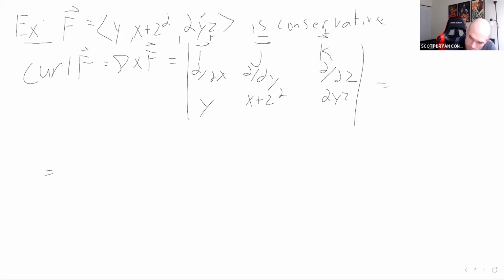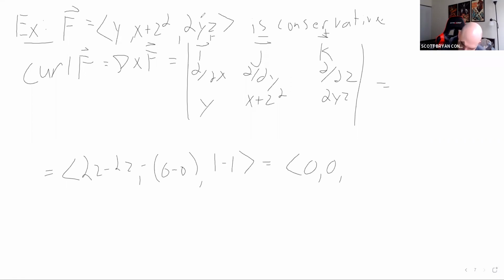So do our plus minus plus thing, and then let's check. So d dy times 2yz is 2z, minus d dz times x plus z squared, which is also 2z, so that's 0. So minus d dx times 2yz, which is 0, d dz times y, which is 0. And then k times, d dx times x plus z squared is 1, minus d dy times y, which is 1. It is indeed the 0 vector, like the theorem says it has to be.